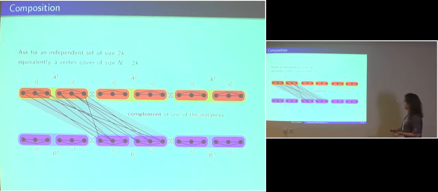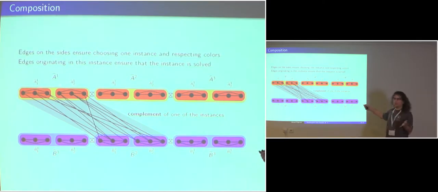Okay, so now how this works. Now I will ask whether this graph has a vertex cover of size n, which is the total instance size, minus 2k, which is equivalent to asking whether it has an independent set of size 2k. Right?